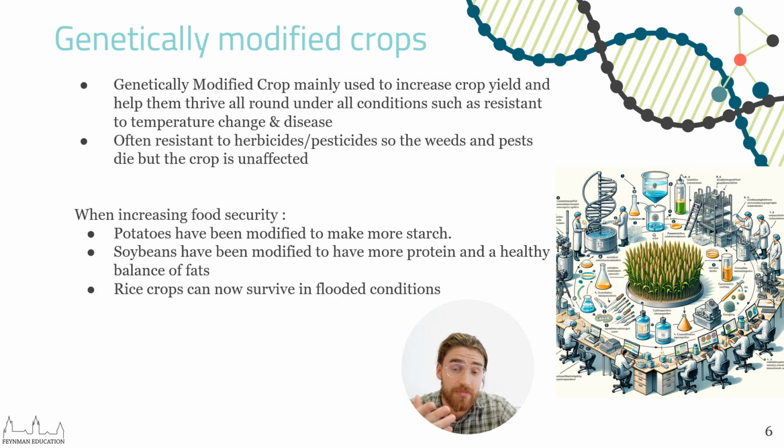Some examples that increase food security are that soybeans have been modified to have more protein, so you have to eat less of them to get your daily amount of protein. Rice crops can now survive in flooded conditions. And potatoes have been modified to make more starch, to make them more nutritious.